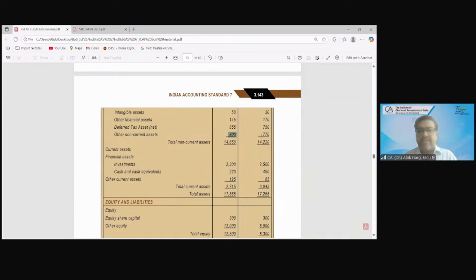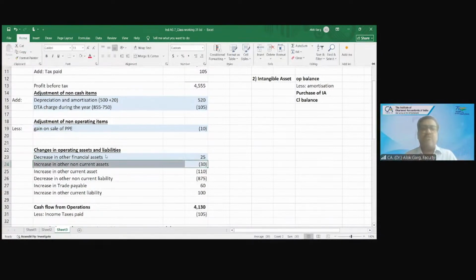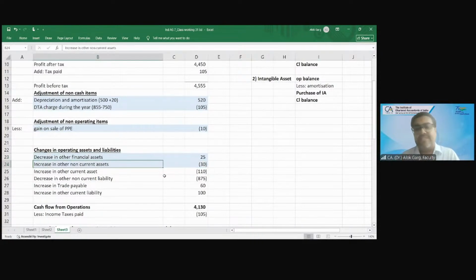Other non-current asset has increased from 770 to 800. What does it mean? It increased from 770 to 800. Your asset has increased, which means purchase. Yes, purchase. We have a cash outflow. So increase in current asset means decrease in cash flow.